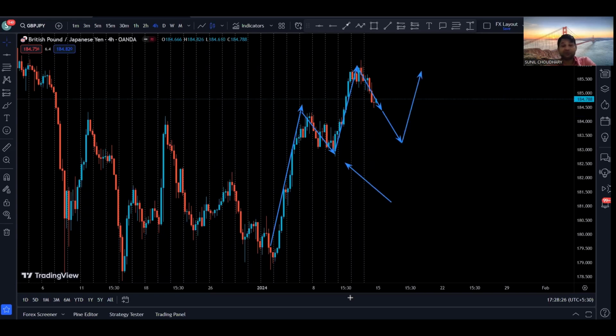So we are bullish on the 4-hour time frame, and I'm anticipating some kind of support formation to continue going to the upside, right? So this is something on the 4-hour time frame.